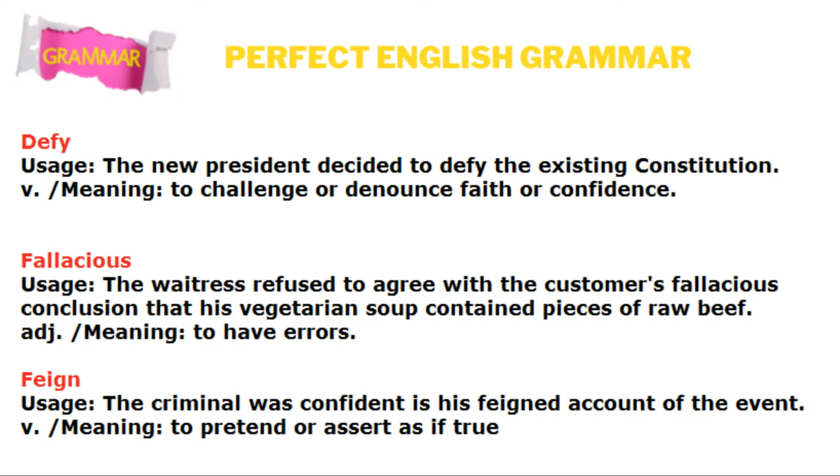Fallacious. Usage: the waitress refused to agree with the customer's fallacious conclusion that his vegetarian soup contained pieces of raw beef. In this case, it's an adjective meaning to have errors. A synonym would be incorrect. So it has to do with making sure that you understand that this is erroneous. Whenever it's describing another word, you'll see it referring to being erroneous.